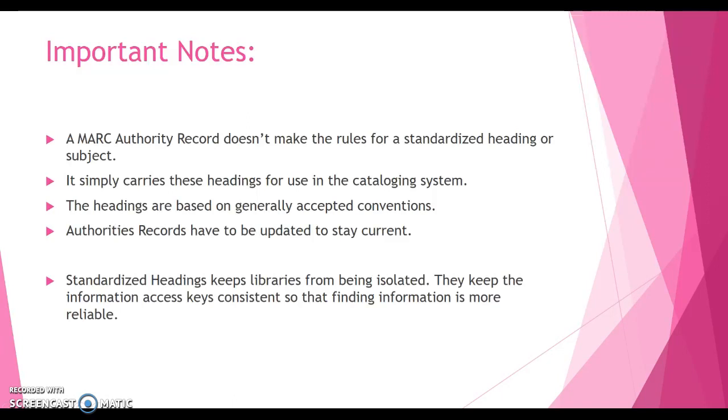And because of this, they have to be updated to stay current. As more synonyms are found, related topics get added, that sort of thing, these authority records have to constantly be updated so that they're still cross-referencing all important related information. Standardized headings keep libraries from being isolated. They keep the information access keys consistent so that finding information is more reliable. They make it so that a user who may not know the right term or the full name of an author can still find what they're looking for.